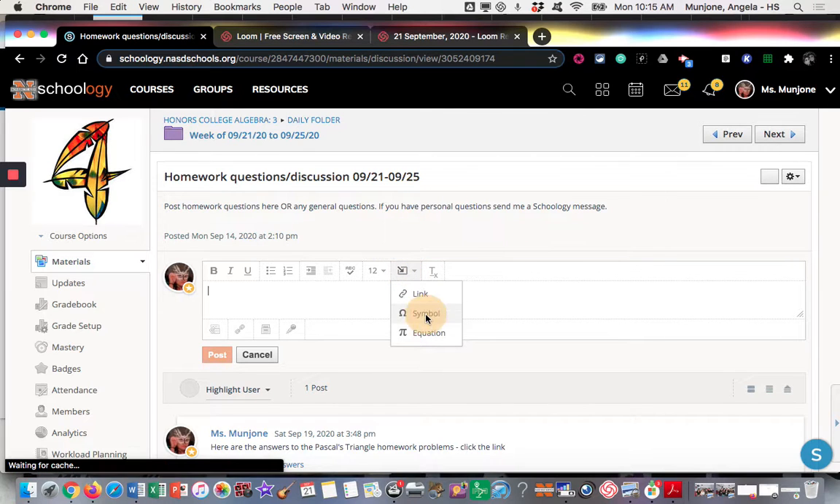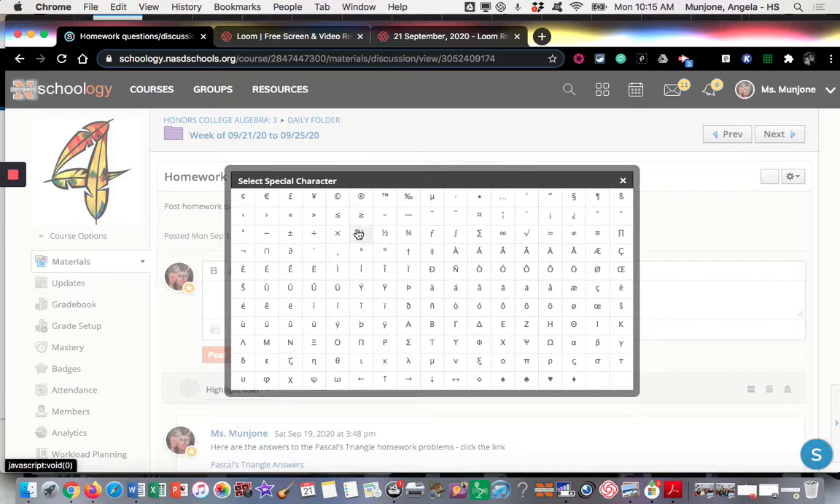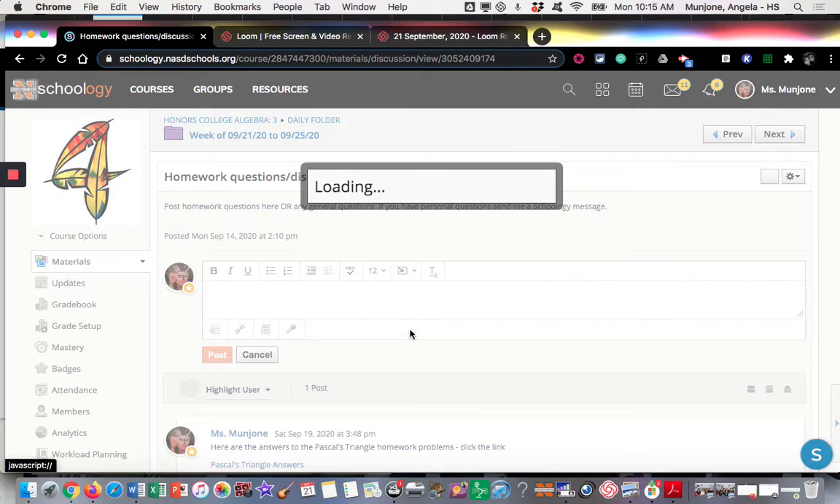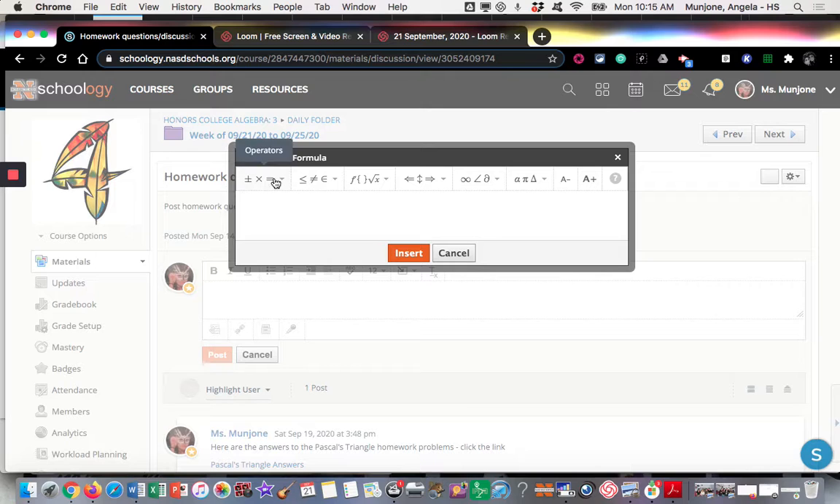If you choose symbol, you'll see that a box pops up with some symbols. I believe that infinity is in here somewhere. Here's not equal to. Here's infinity. You could use the symbol, but you do have a lot of the symbols that you need right here in the equation editor. And this is what I wanted to bring to your attention, okay?